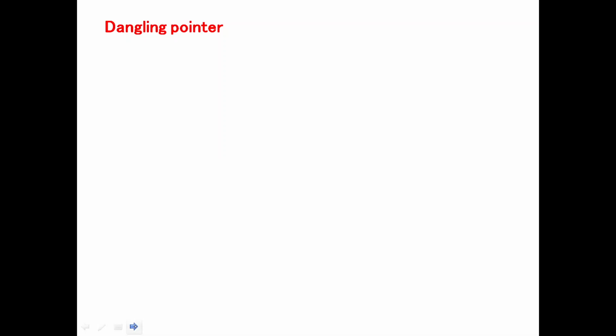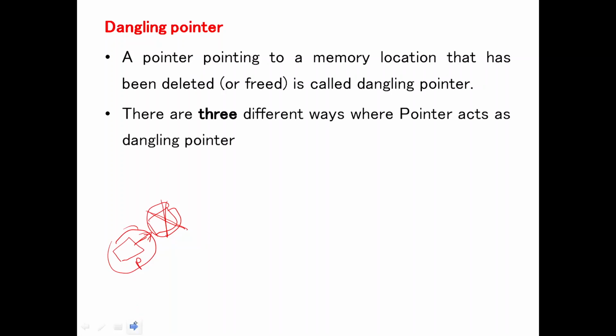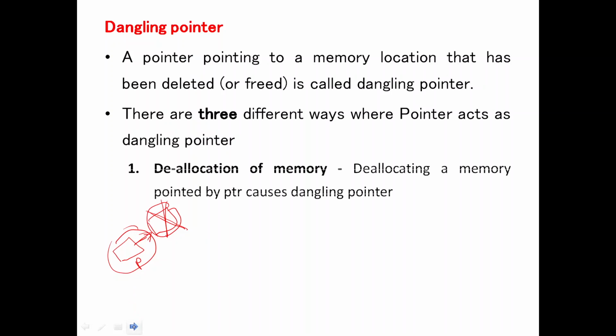The next type of pointer is dangling pointer. Dangling pointer means if suppose there is a pointer p and it is pointing to some memory location, and if that referenced memory is deleted, this pointer becomes a dangling pointer. So a pointer pointing to a memory location and that memory is deleted, then our pointer becomes a dangling pointer. There are three different ways where the pointer becomes dangling.